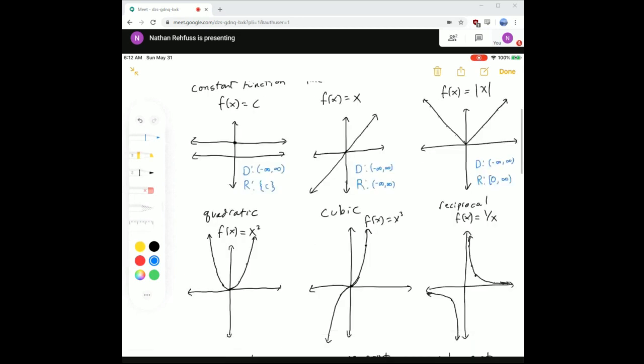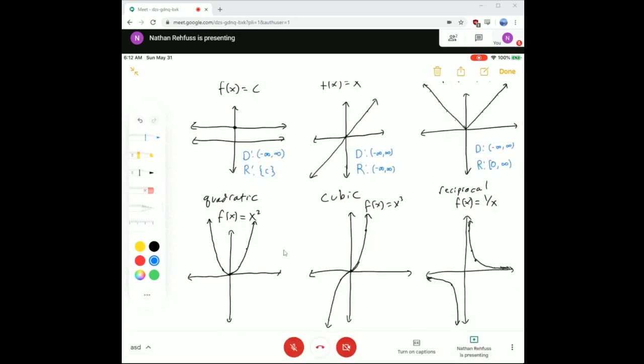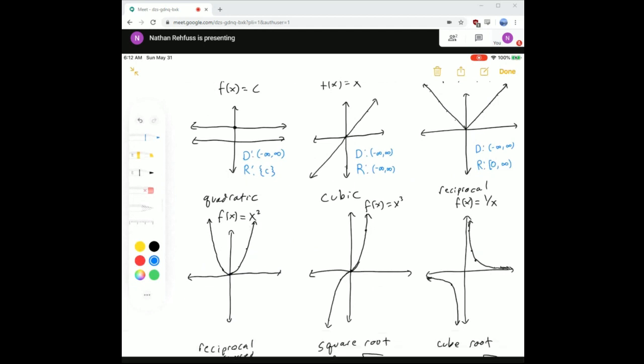X squared. It's curvy instead of pointy, but in terms of domain and range, it's the same as the absolute value. You can put any number in, but you can only get 0 or positive numbers out. So you can put any number in, negative infinity to infinity, but the only numbers you can get out are, you can get 0. 0 squared is 0, so 0 works, so I'll put that with a bracket. And any positive number works, so I'll go up to infinity with a parenthesis.